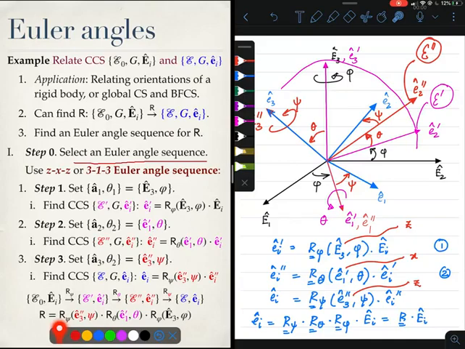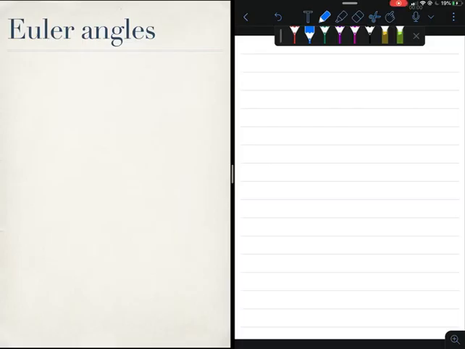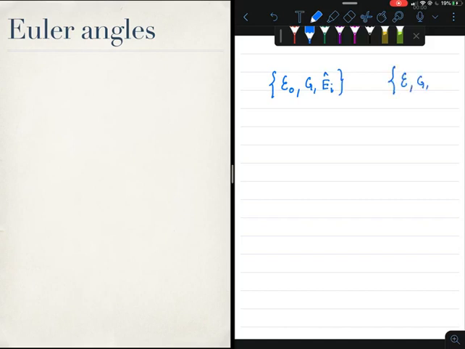All that is very good, but how do I know how much is phi, theta and psi, which we will now go and answer. Okay, so here's where we are. We have tried to relate the coordinate systems E0 defined by the capital Ei and the coordinate system E defined by small ei by an Euler angle sequence. Okay, and we picked the ZXZ or so-called 313 Euler angle sequence.